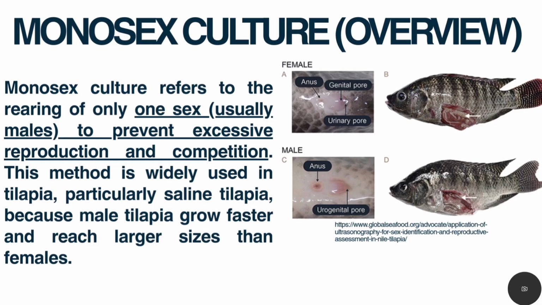Moving on to the monosex culture, this method involves rearing only one sex of fish, usually males, to prevent excessive reproduction and competition in the culture system. This approach is widely used in tilapia culture, especially saline tilapia, because male tilapia grow faster and reach larger sizes compared to females. By eliminating mixed sex populations, farmers can achieve more uniform growth, better feed efficiency, and higher overall production.